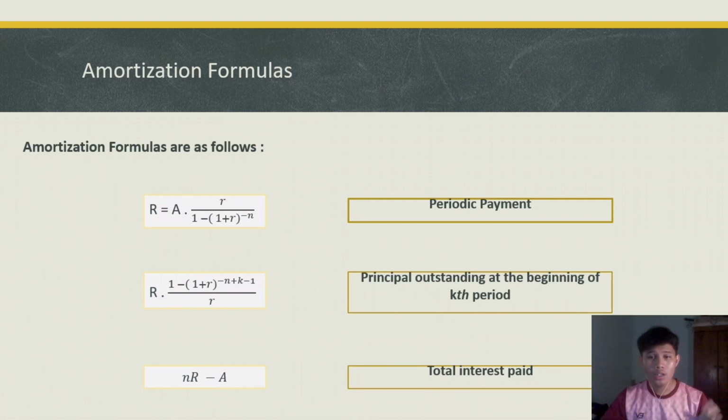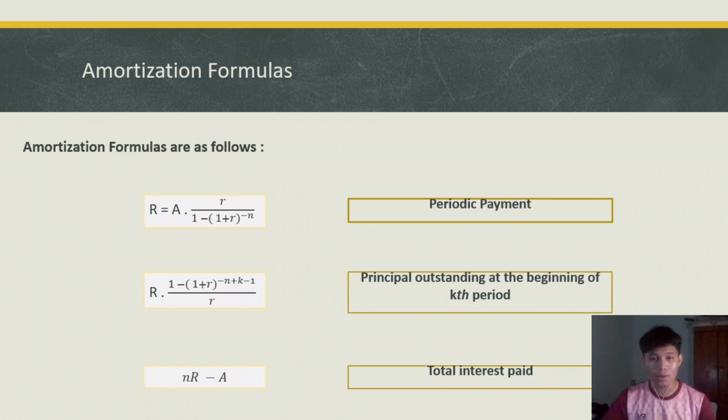Then, in order to calculate the principal outstanding at the beginning of a certain period, the kth period, you will need the periodic payment, because the formula is the periodic payment, capital R, times 1 minus (1 plus the interest rate) to the power of negative (n, the number of periods, plus k, the term that you want, minus 1), all over the interest rate. Then if you calculate it, you will get the principal outstanding at the beginning of the kth period.